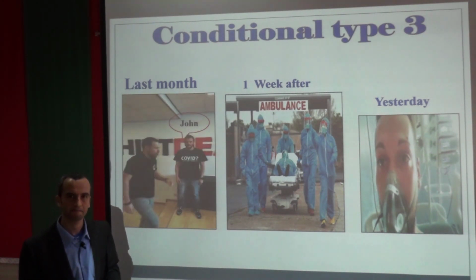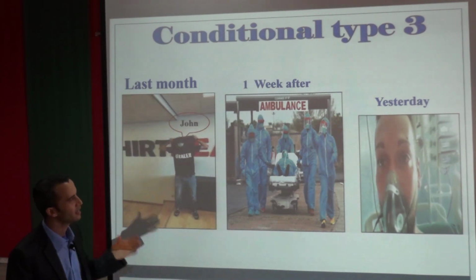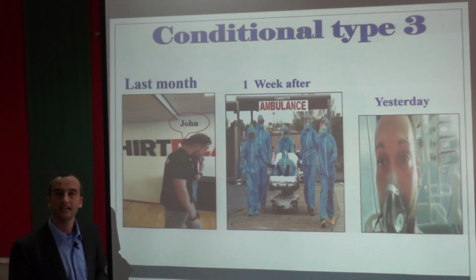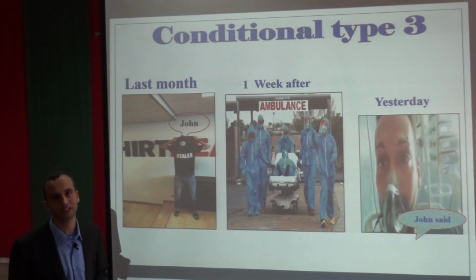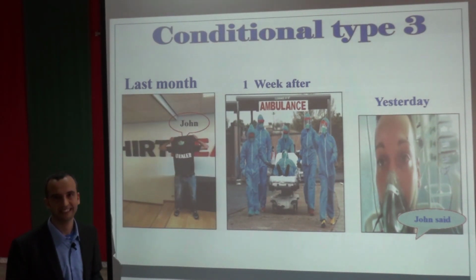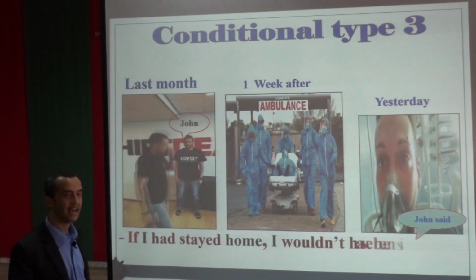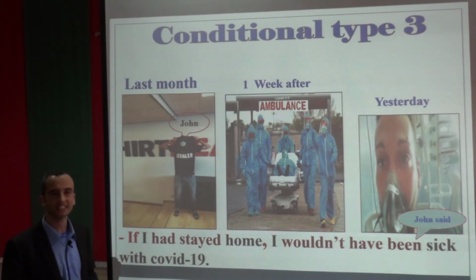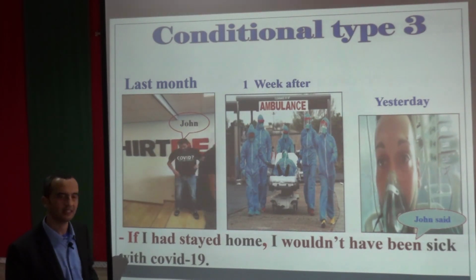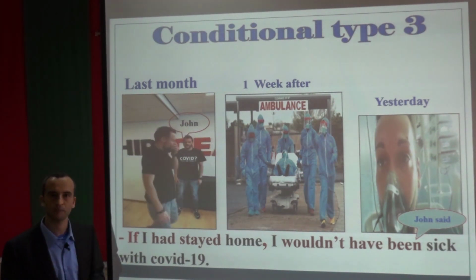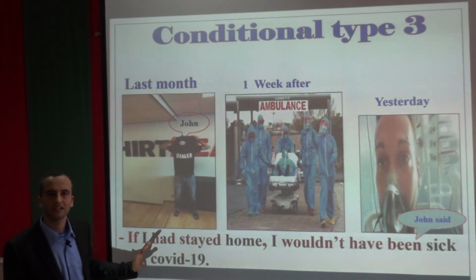You know what he said? Let's see what he said. John said, if I had stayed home, I wouldn't have been sick with the COVID-19. You see? Now this is the conditional type 3. He said, if I had stayed home, I wouldn't have been sick with the COVID-19. Now what do we understand from this example? We understand that there is a kind of regret.